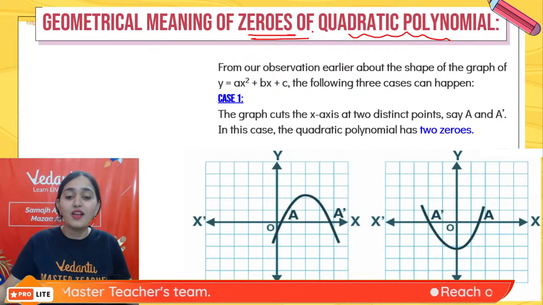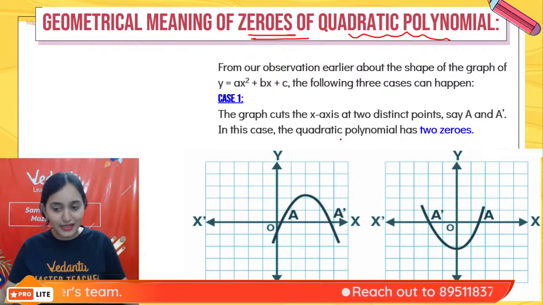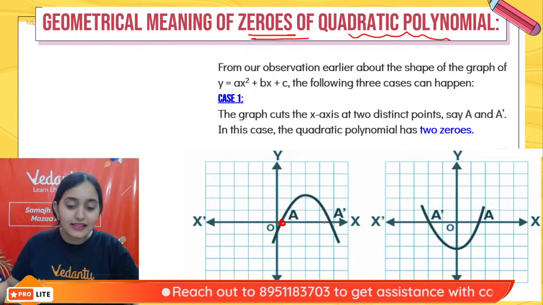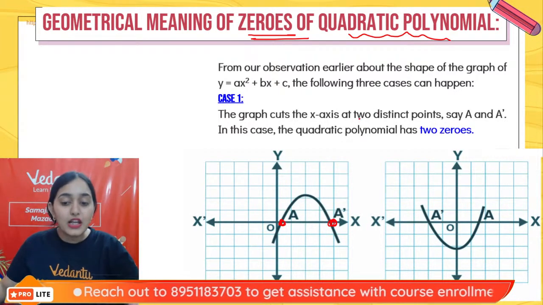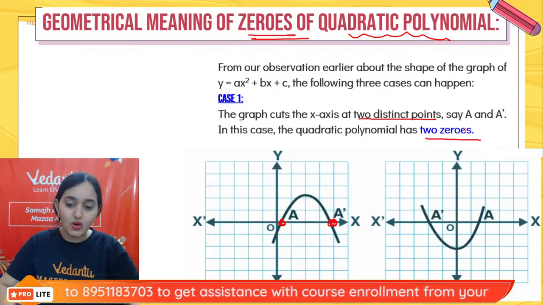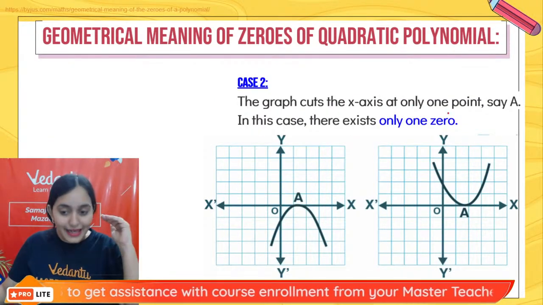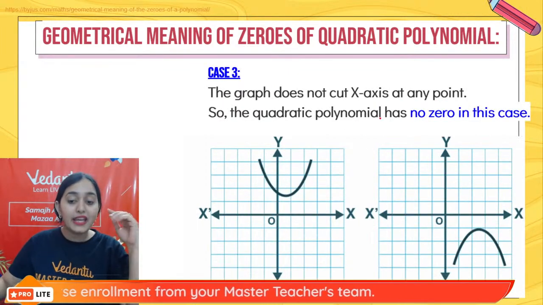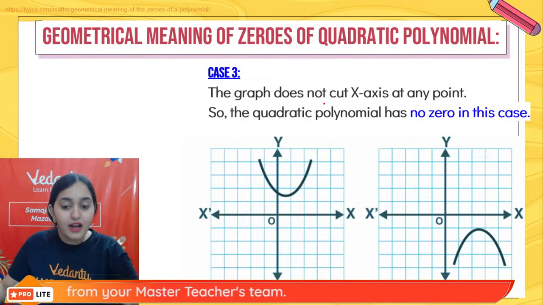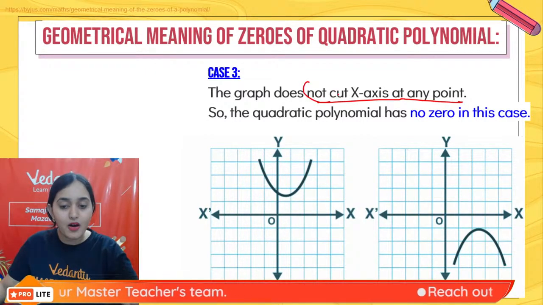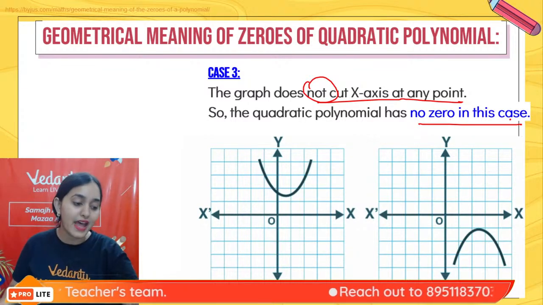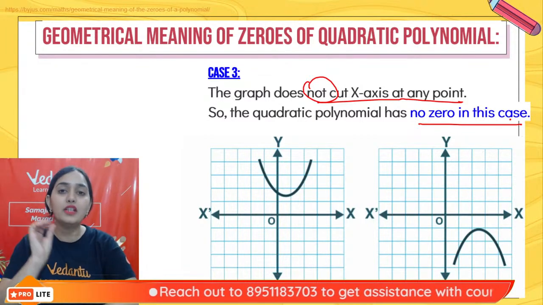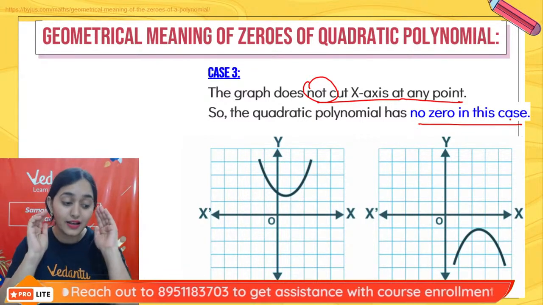No, the 3 cases possible for the zeros of a quadratic polynomial are: if the parabola is crossing the x-axis at 2 distinct points, 2 zeros. If the parabola is touching only at 1 point, then only 1 zero. If the parabola is not cutting the x-axis at any point, then no zeros of that quadratic polynomial. These are the 3 possible cases for the zeros of a quadratic polynomial graphically.